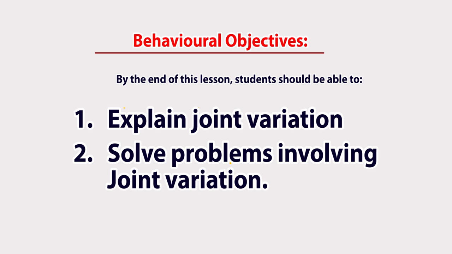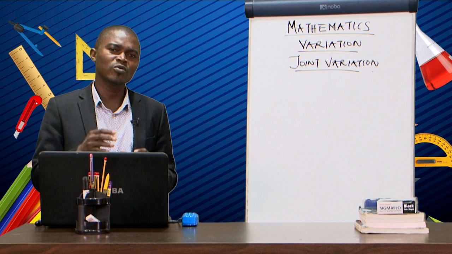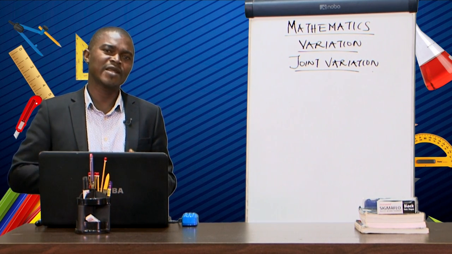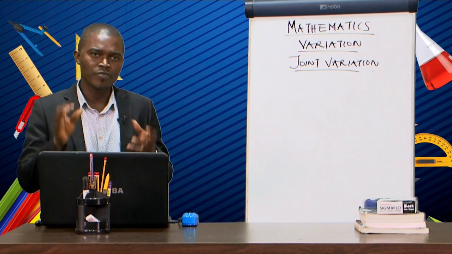And what is joint variation? This type of variation involves three or more variables. And these variables can join together by direct, inverse, or both. So the three variables can join together either by direct variation, inverse variation, or both.